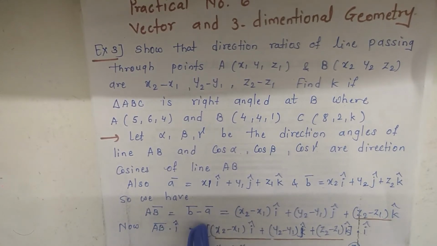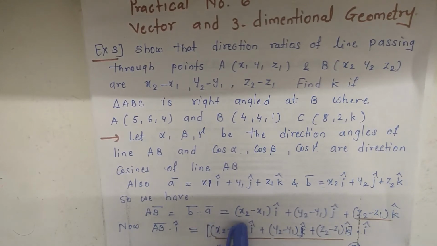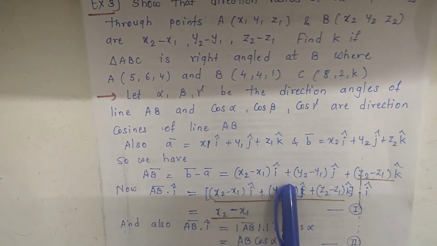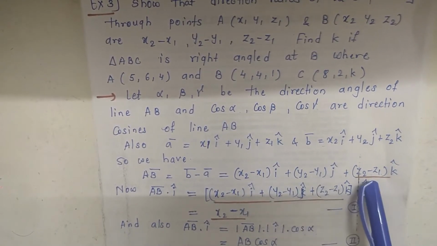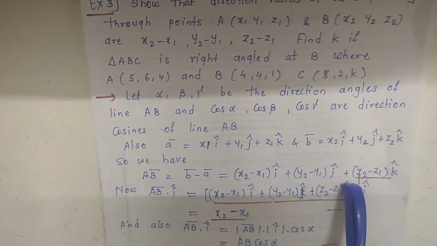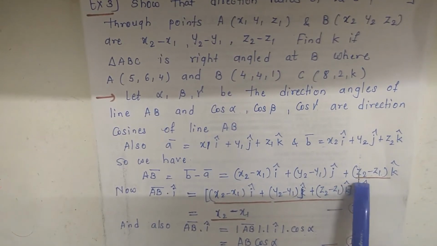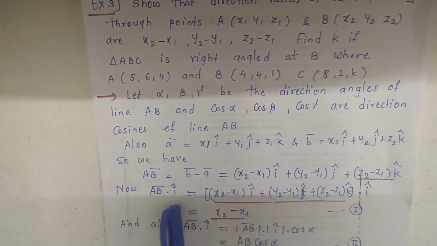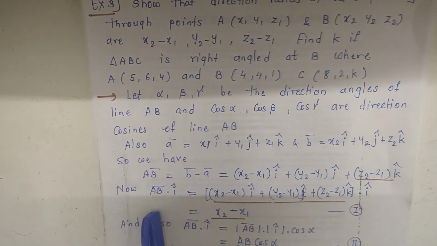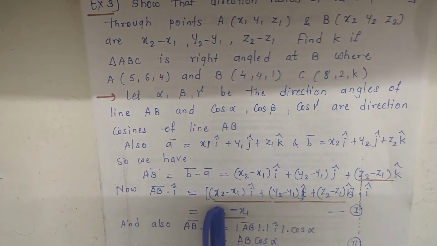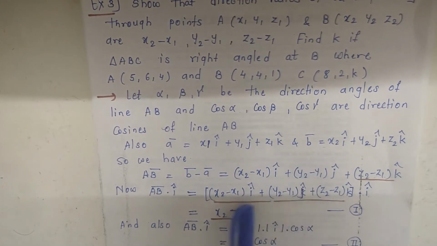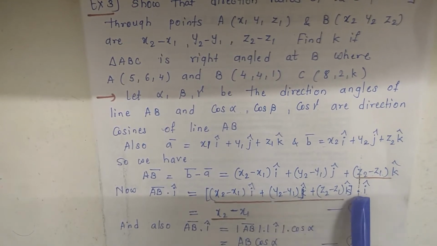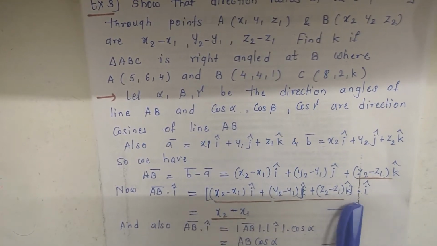Now let us find AB bar. AB bar in terms of position vectors is B bar minus A bar, which equals the corresponding coefficients x2 minus x1 i cap plus y2 minus y1 j cap plus z2 minus z1 k cap. Write in this blank place z2 minus z1. Now multiplying AB bar by i cap, we take the value of AB bar from the first step, x2 minus x1 i cap plus y2 minus y1 j cap plus z2 minus z1 k cap. So write here this value into i cap.